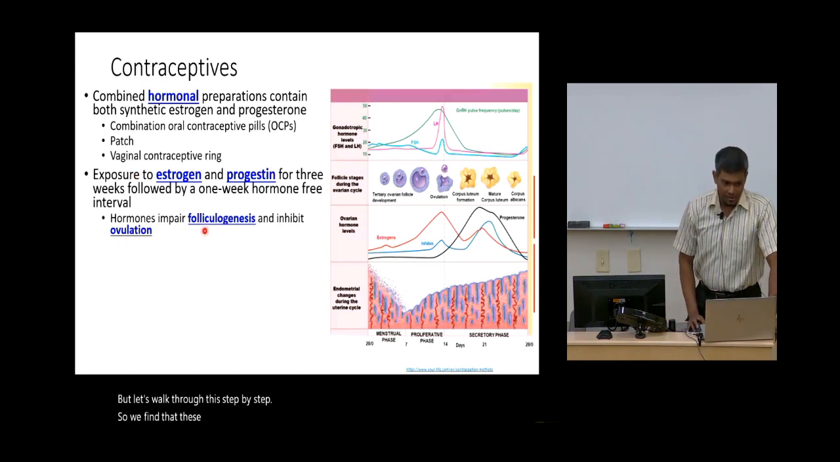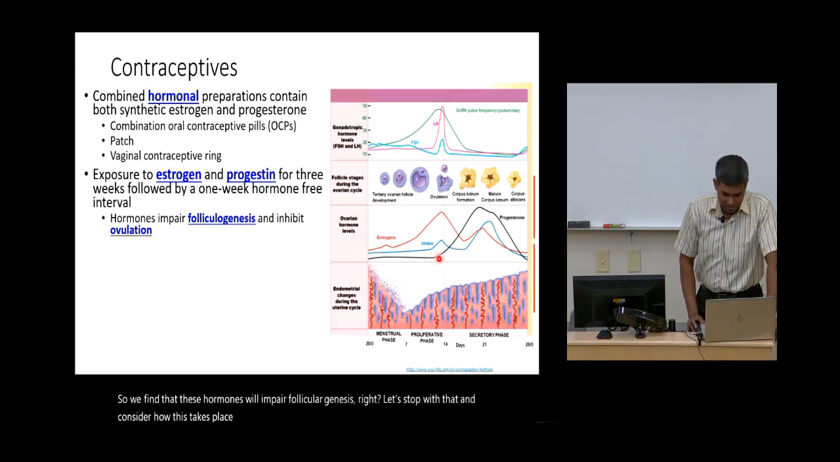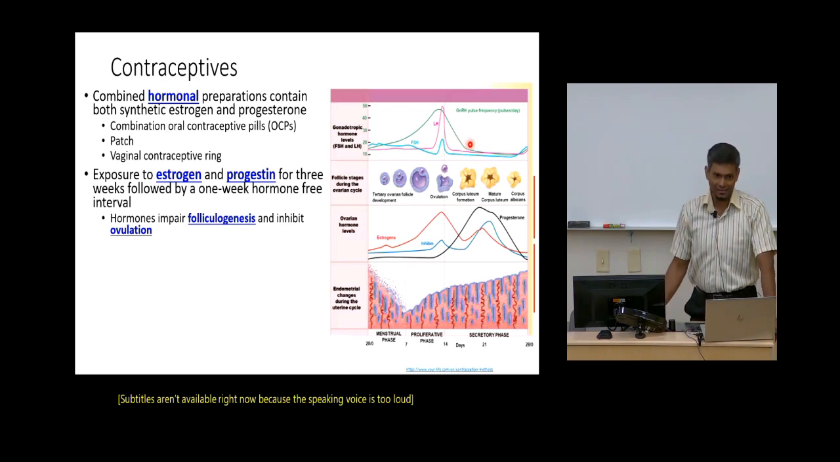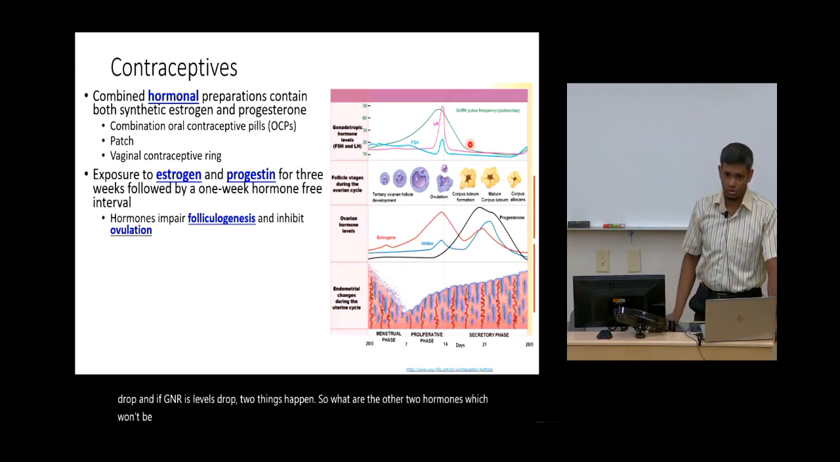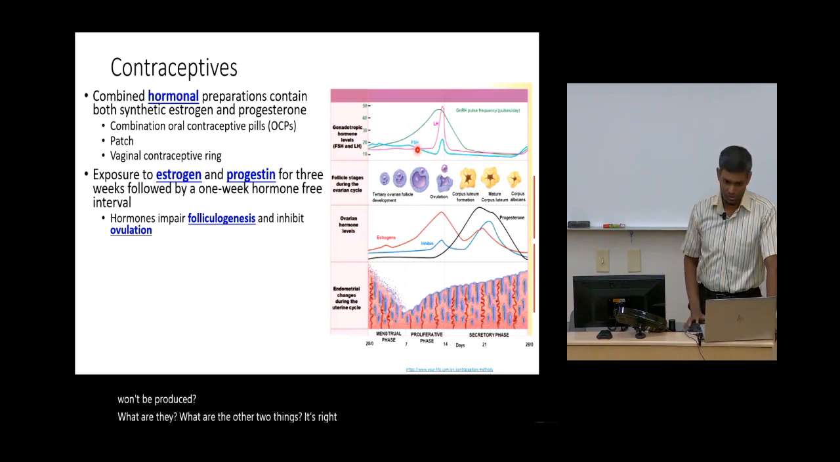So we find that these hormones will impair folliculogenesis. Let's consider how this takes place. When you have high levels of progesterone, you're going to have a decrease in GnRH because it has a negative feedback effect on the release of gonadotropin releasing hormone. So GnRH levels will drop, and if GnRH levels drop, two things happen. What are the other two hormones which won't be produced? It's right here.